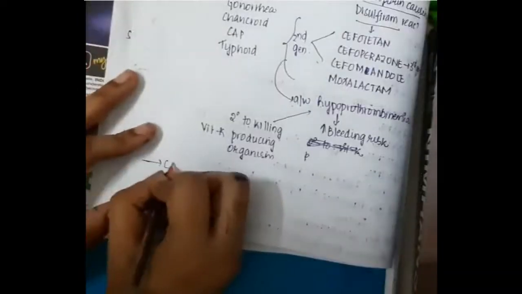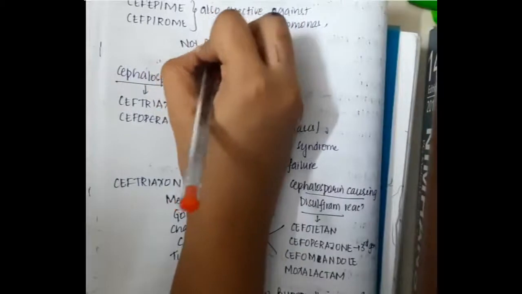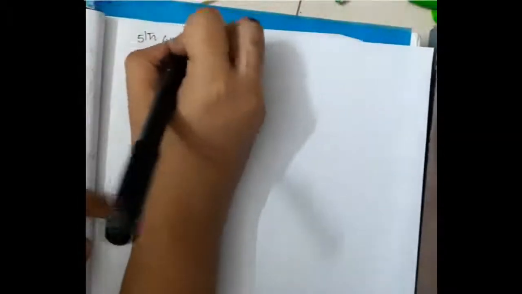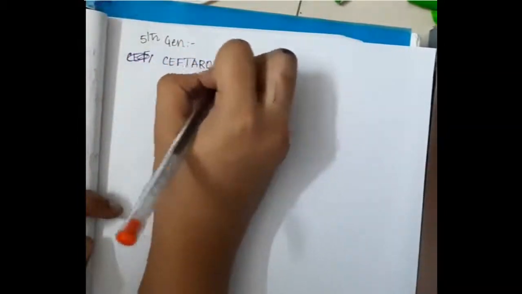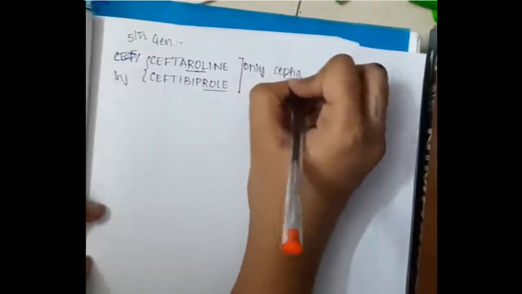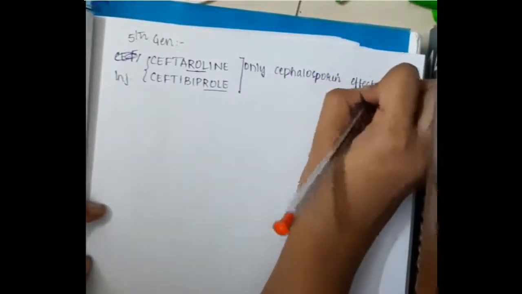One more important thing is about the fourth generation cephalosporins. These are not for gram positive and anaerobes, and their half-life is 2 hours. Now we have fifth generation cephalosporins, which include ceftaroline and ceftobiprole. These are the only cephalosporins which are effective for MRSA. The side effects of these cephalosporins are also very important.